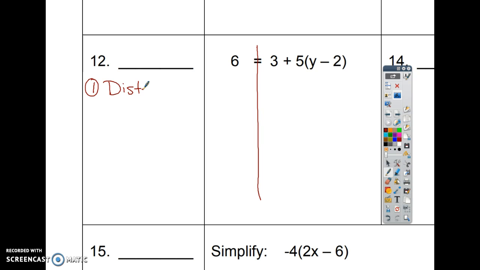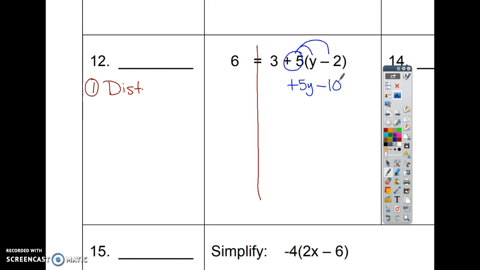Is there anything for me to distribute in this problem? Anything that has a parenthesis? In this case, it's the positive 5 times y and positive 5 times negative 2. 5 times y is positive 5y. 5 times negative 2 is a negative 10.